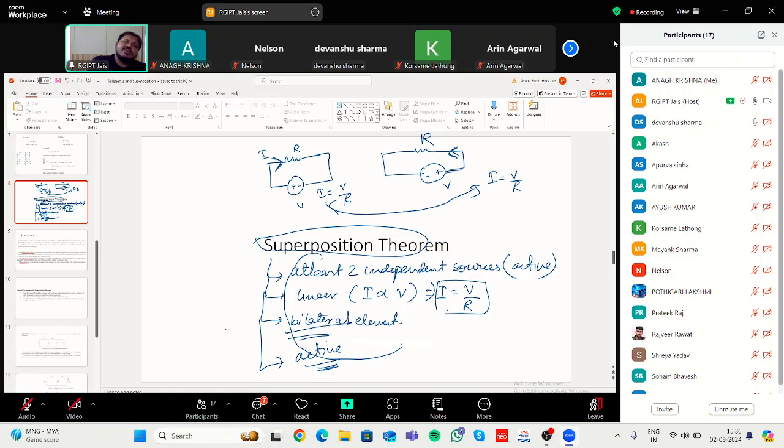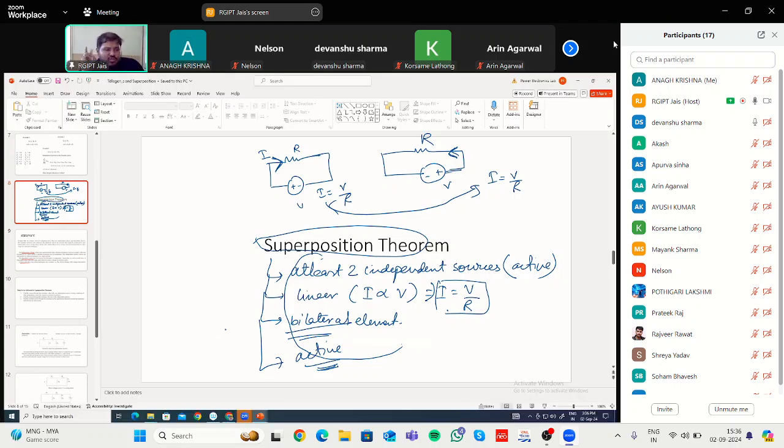That means some sources should be there. It should contain at least two independent sources. Third condition, a linear relationship between current and voltage, and a bilateral element. That means if you change the polarity of the voltage source, your current direction may change, but the magnitude of the current remains the same. So if any circuit satisfies these four conditions, then you can apply the superposition theorem.